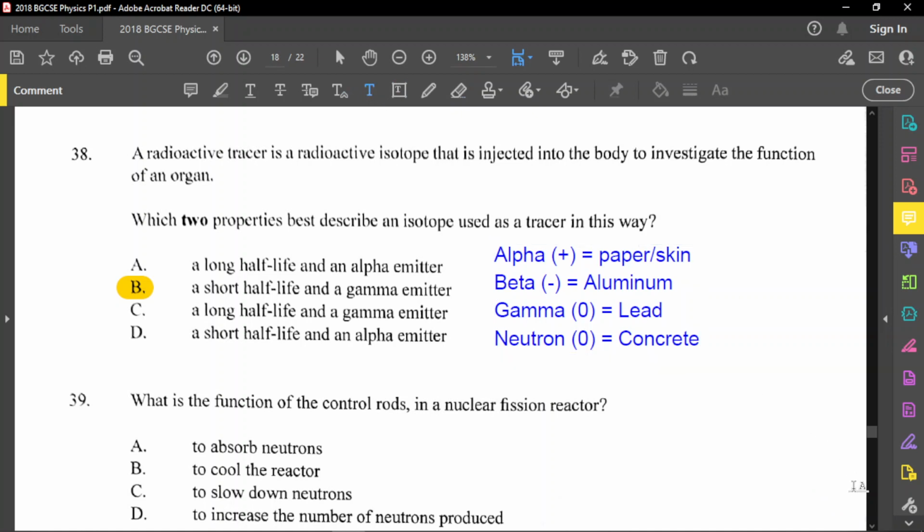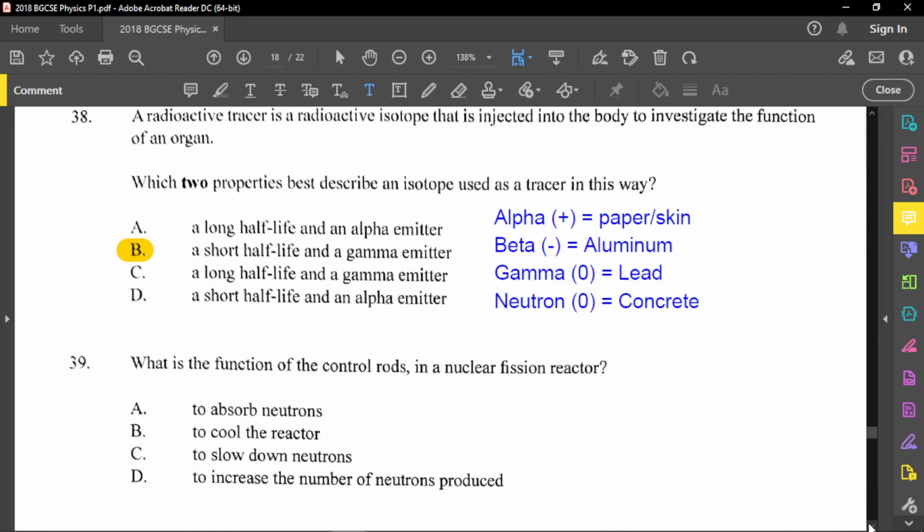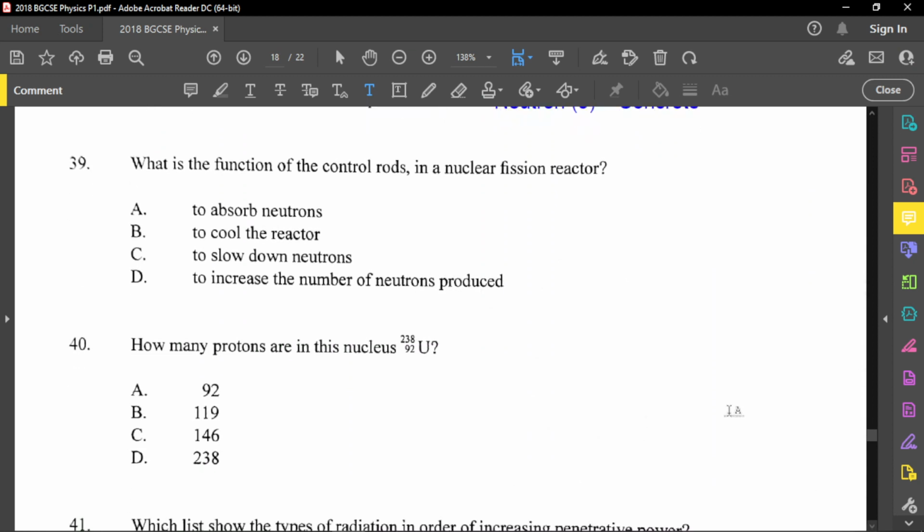All right, let's go to question 39. Whenever I find it necessary to give you information, I'm going to give you. Trust me, that's how I do papers once. So what is the function of the control rod in nuclear fission? I just want to talk about nuclear fission. The word fission actually means to split. That's what I wanted you to understand. And the purpose of the control rod is actually to absorb neutrons, not to slow them down, but to absorb them.